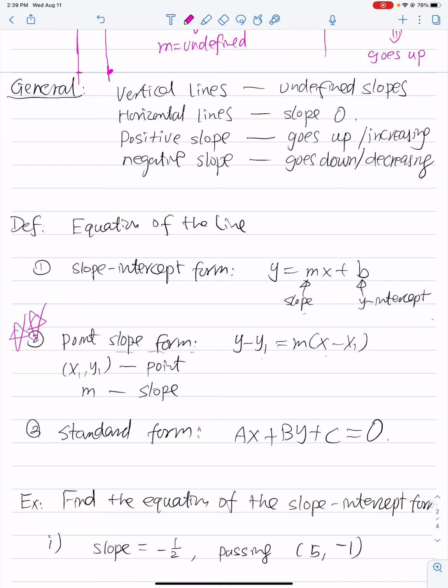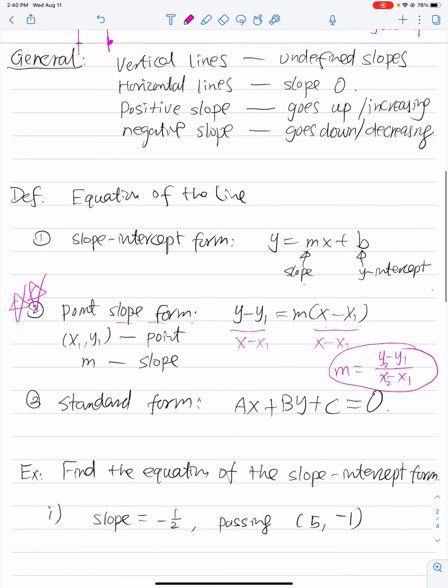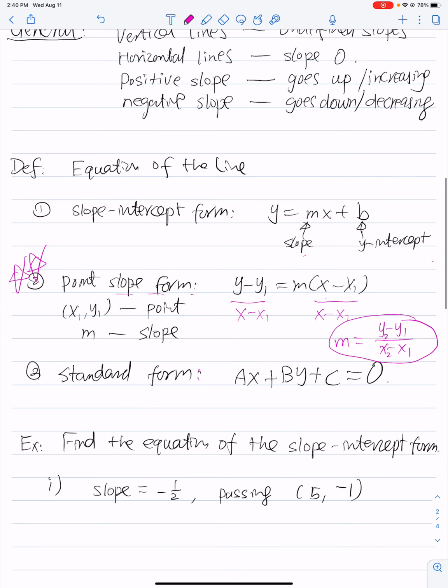Okay, but where does this formula come from? If you divide both sides by x minus x1, what do you see? Your m equals y minus y1 over x minus x1. That is the definition of the slope here. Do you remember? Yeah. So the point-slope form comes from the definition of the slope. Okay, this is how you define it.